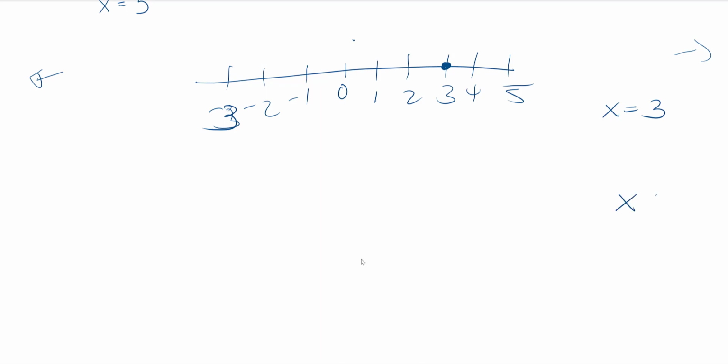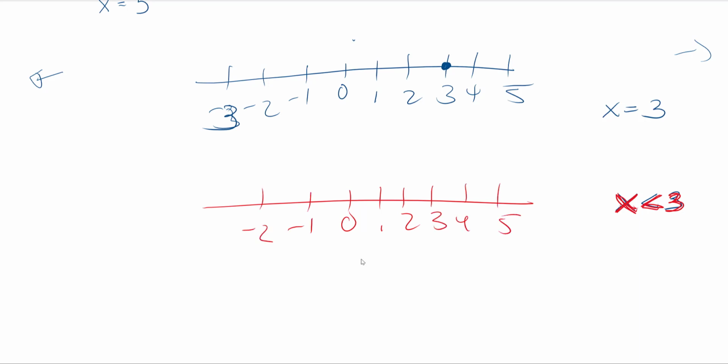Let's graph x is less than 3. And I'm going to switch around colors for all of these. So I'll do x is less than 3 in red. Okay. Now, I'm going to draw another number line just so that it won't be so confusing.